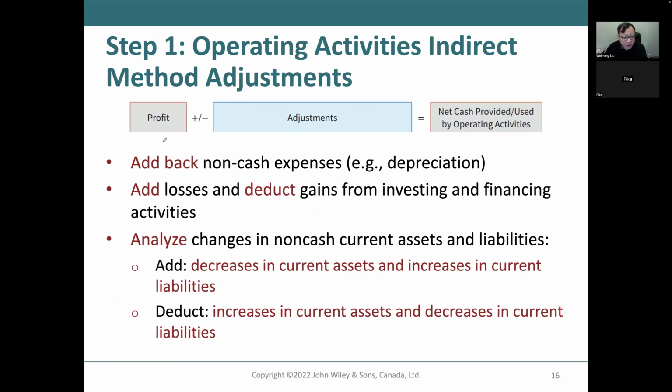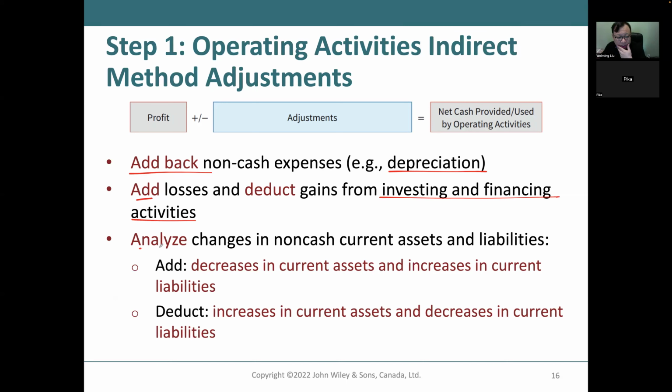So the adjustment goes like this. You add back non-cash expenses, such as depreciation. You add losses and deduct gains from investing and financing activity, because the cash related to the gain or the loss was not in the operating activity. It's either in the investing activity or in the financing activity. So when you have a loss that reduces the income, you have to add it back so that there's no cash effect, because the loss does not reduce the cash for the operating activity.